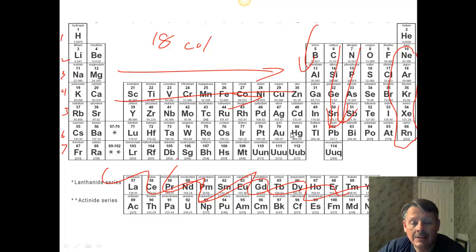Now, if you haven't taken out your periodic table yet, I suggest you do that and start taking some notes on it because you're going to need them as we go on. Okay, so pause the video, take out your periodic table.